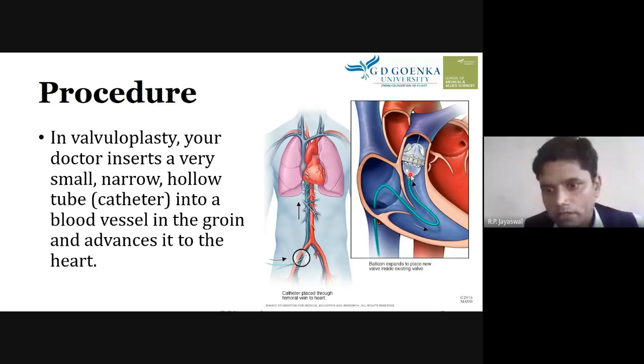once the catheter enters near the abnormal valve, we can see the balloon expands to place a new valve inside the existing valve. So here a new valve is being placed. This is the mechanical or artificial valve, what do we say. And in this way the abnormal heart valves which are thickened, which are stiff, and which have undergone the stenosis process can be corrected.